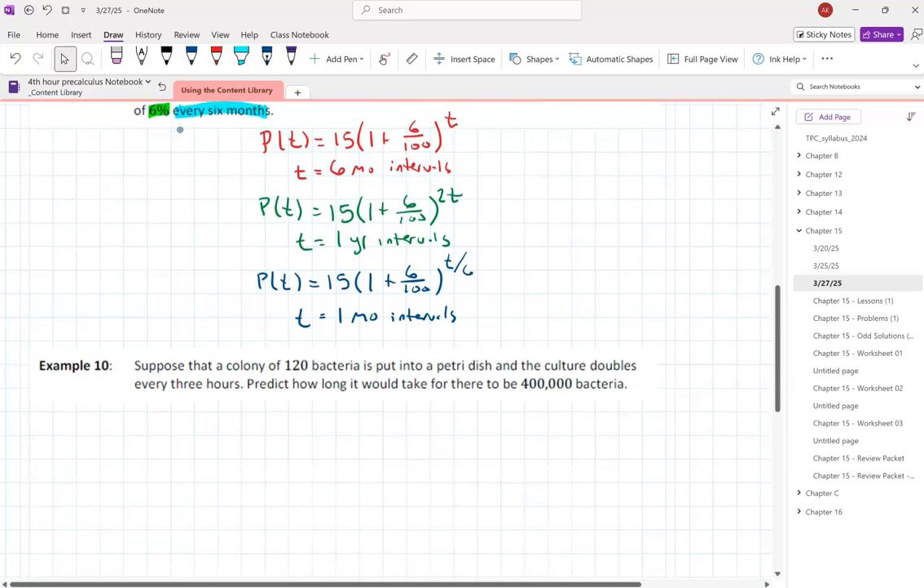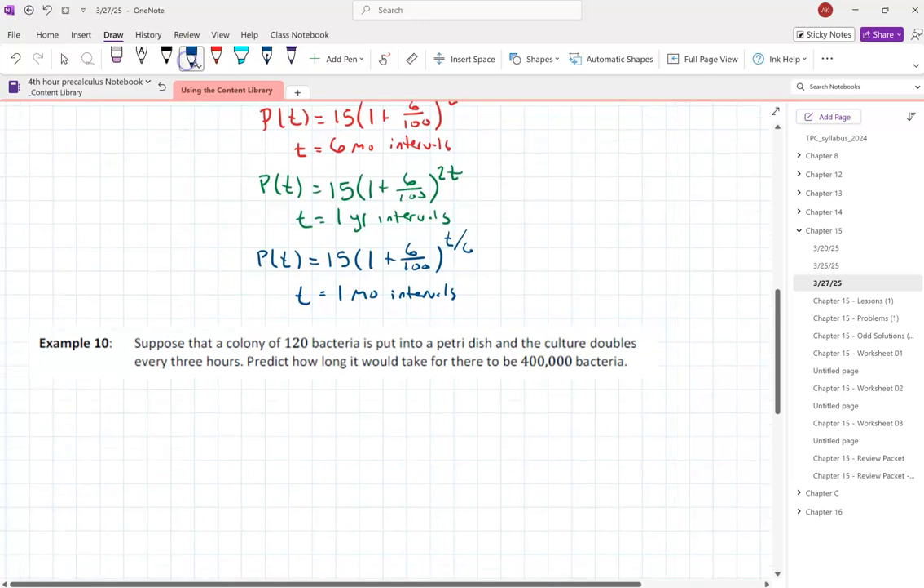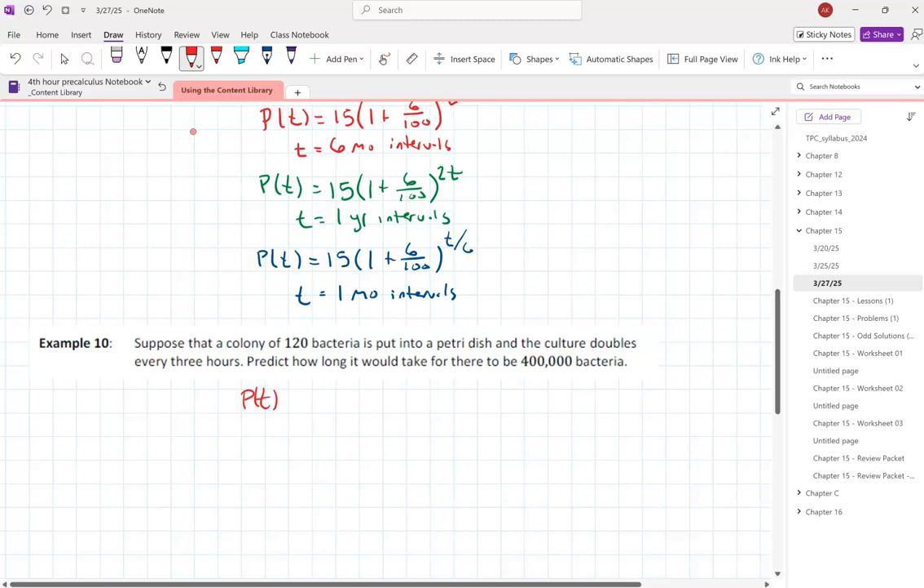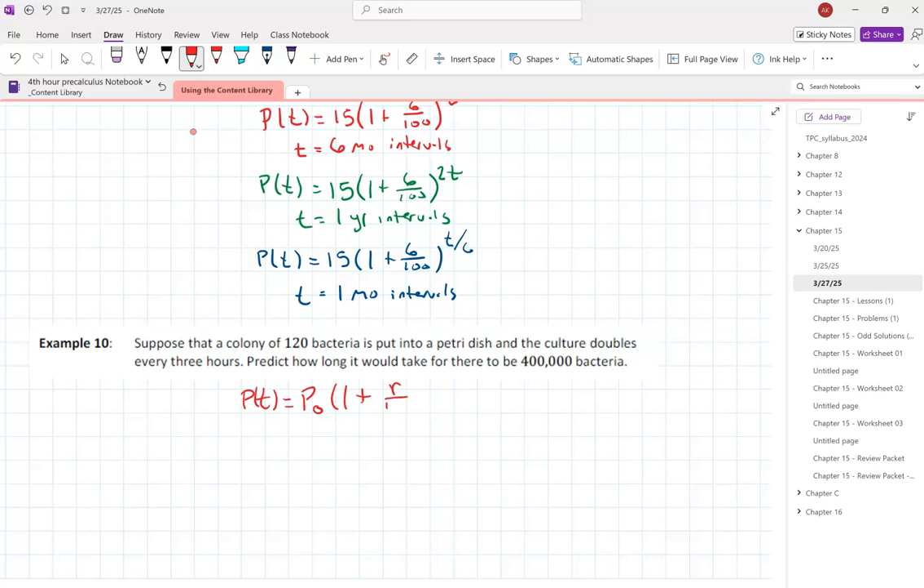So the next one says, suppose that a colony of 120 bacteria is put into a petri dish and the culture doubles every 3 hours. Predict how long it will take for there to be 400,000 bacteria. So just like in the last section, this is going to be a 2-step problem. Step 1, I'm going to write my equation, and step 2 is I'm going to solve it.